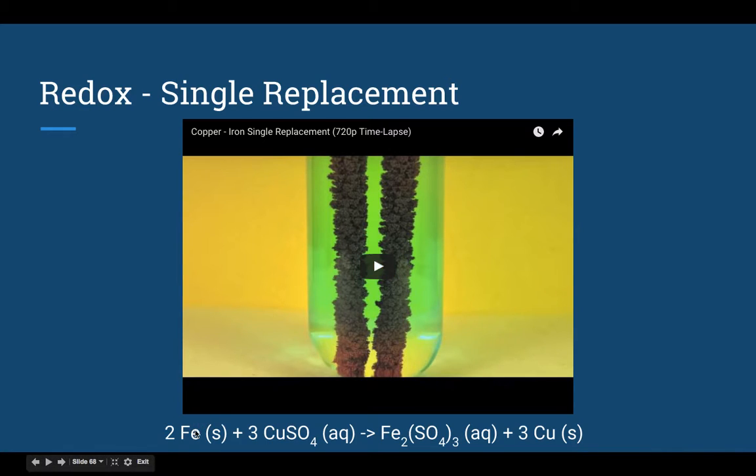And iron sulfate is one of the things we're going to form, right? Iron is replacing copper in this compound. Iron is actually not going to have a color in the solution, so it'll make the solution clear.